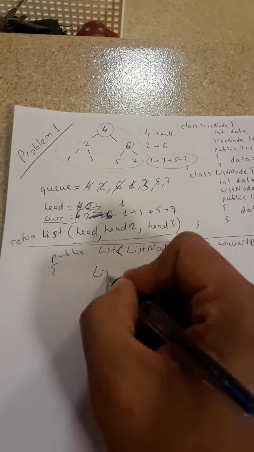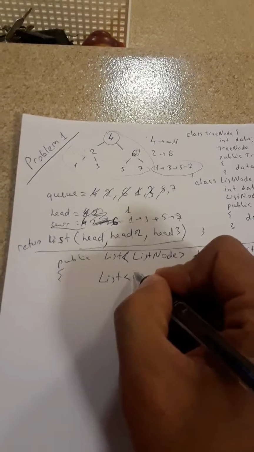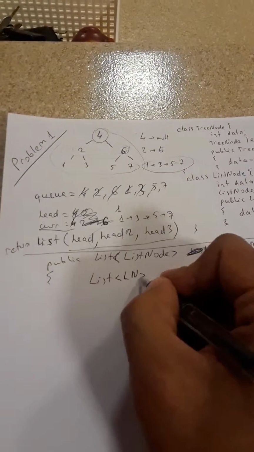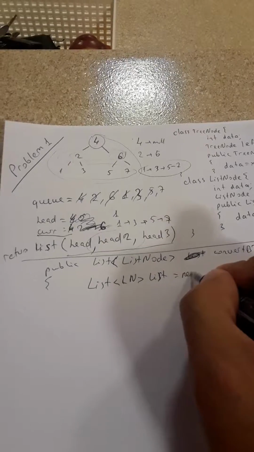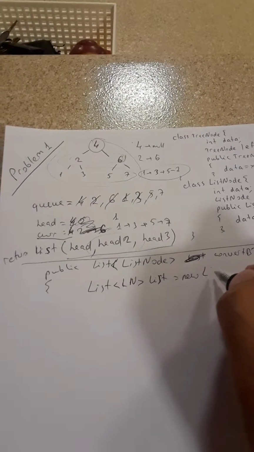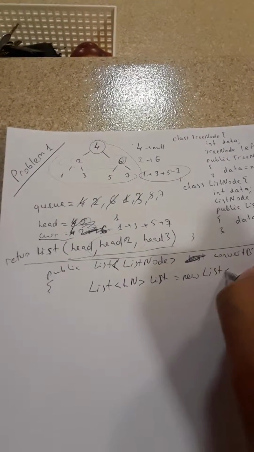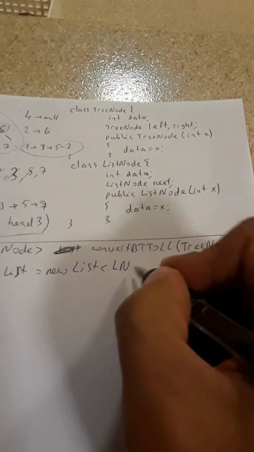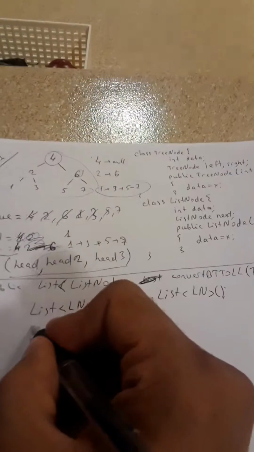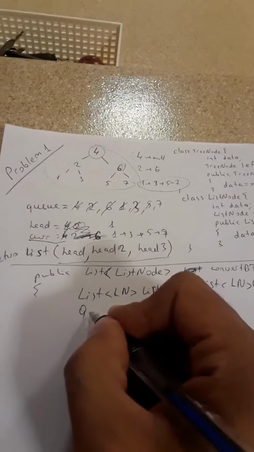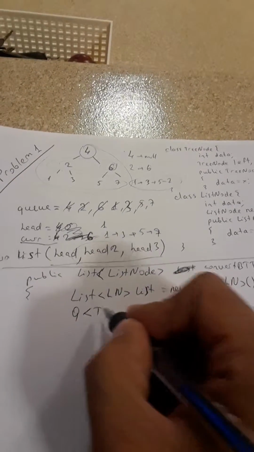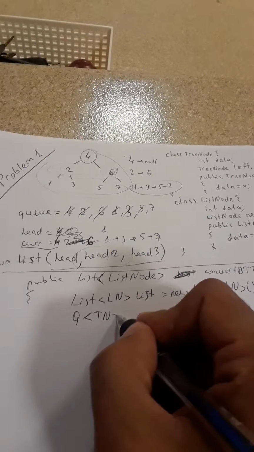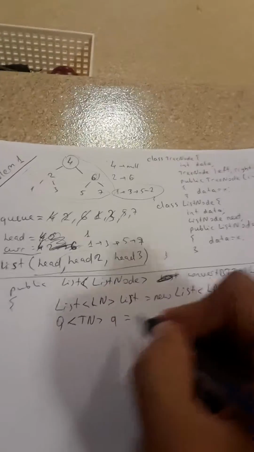Here I will initialize a list. I will call it just list. It will be a new list, which will consist of list nodes. Then I will declare a queue, which will be storing the tree nodes, and I call it just queue.